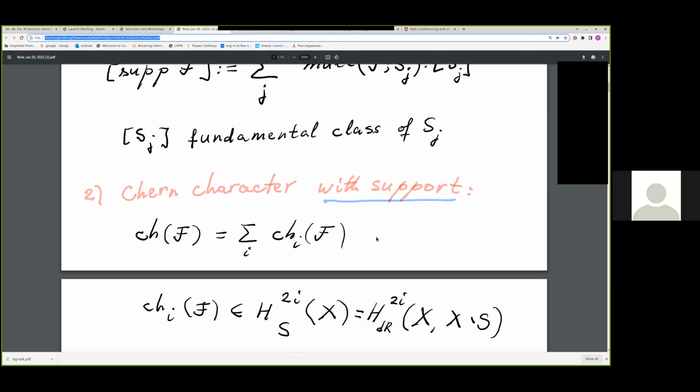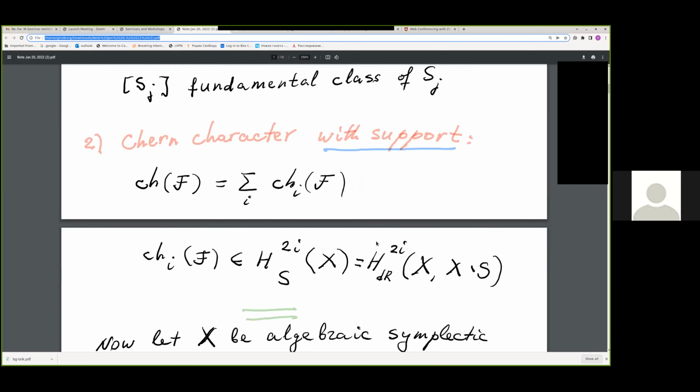With your ground field is what? All the time, complex numbers. Everything is over C. I mean, definitely not in positive characteristic, but you can take an algebraically closed field of characteristic 0. But you're not going to use analytic topology?